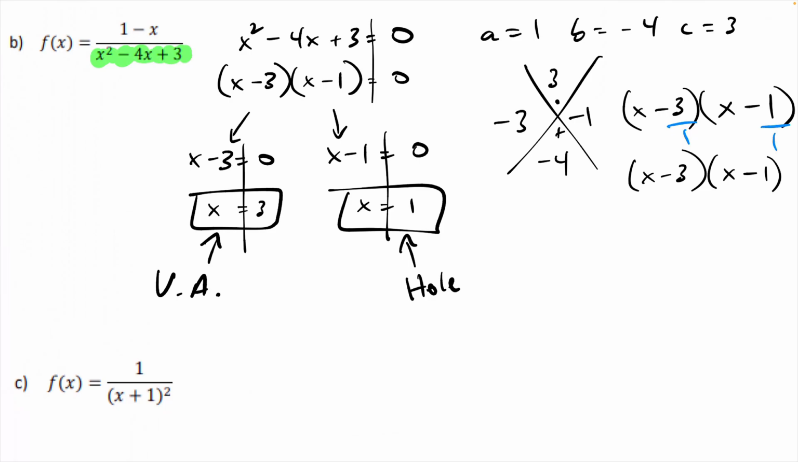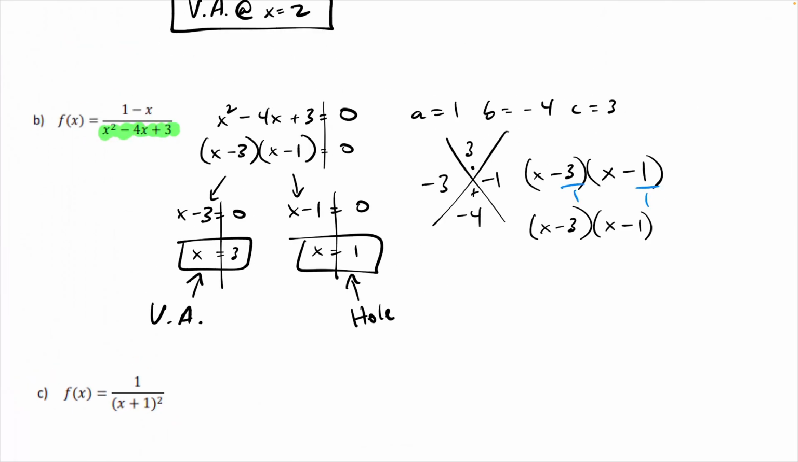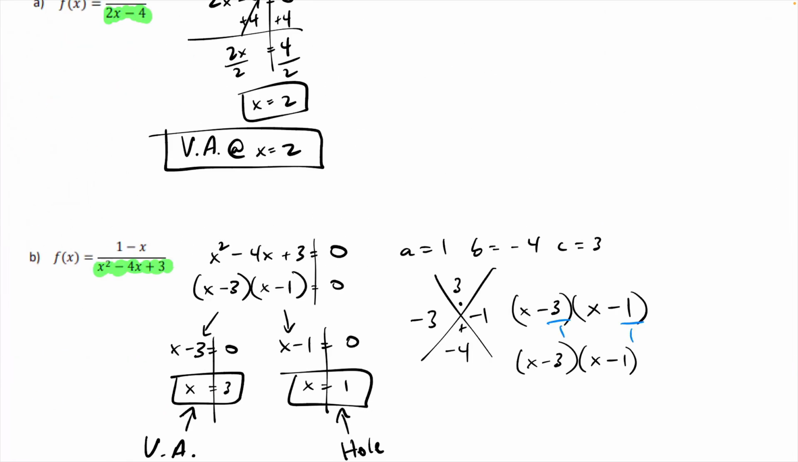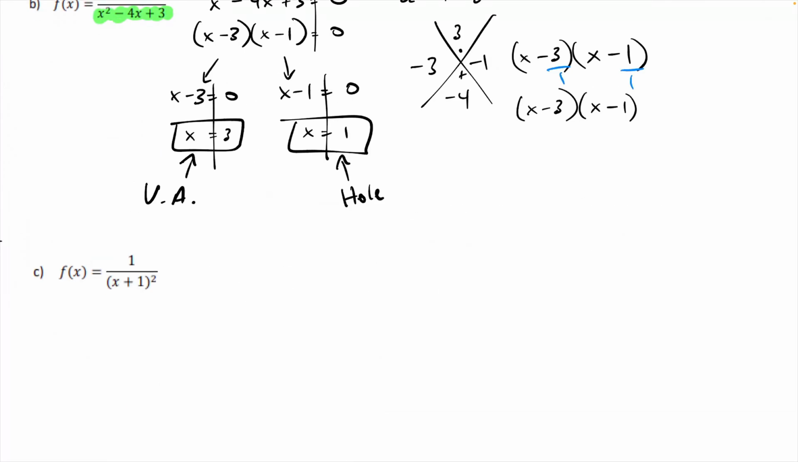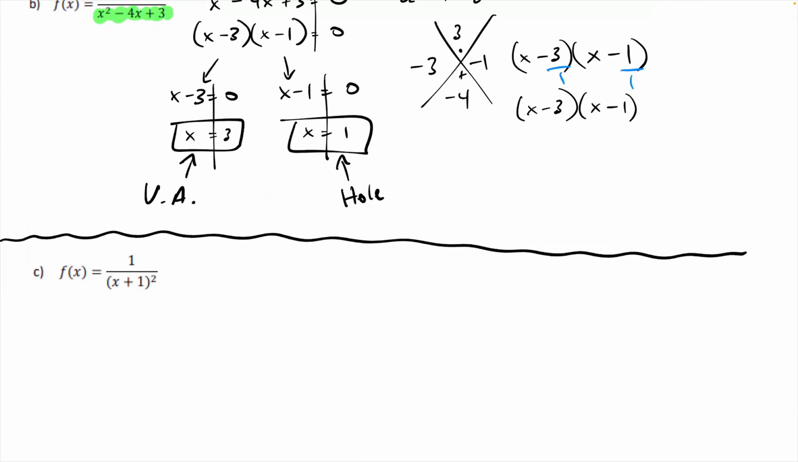Okay. All right, last one on this page. Go ahead and try that one on your own. Tell me what you get as a vertical asymptote.